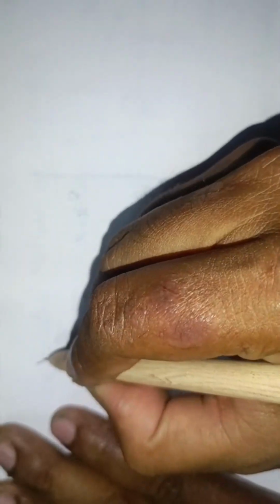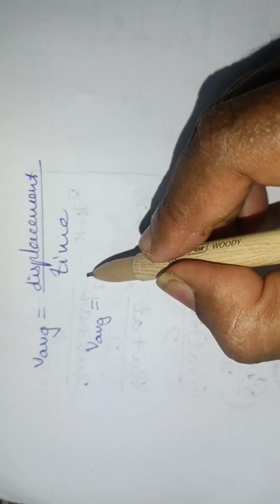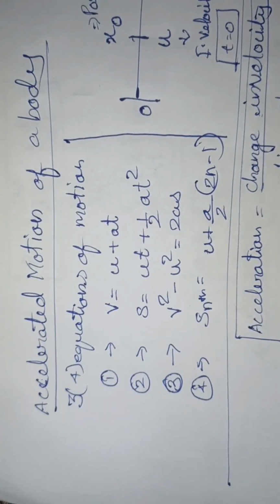V average is equals to displacement by time, as we know very well. V average is equals to displacement divided by the time. Correct? I hope now you would be very clear. So V average is equals to, we can write it as x minus x naught. Displacement is considered as x minus x naught. We have discussed in the previous equation.